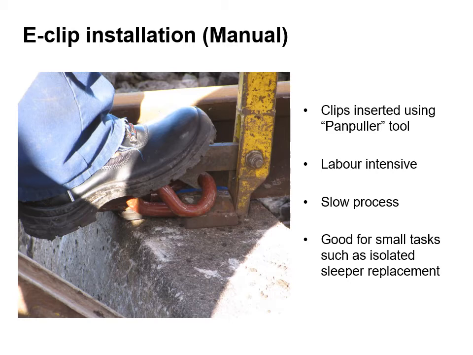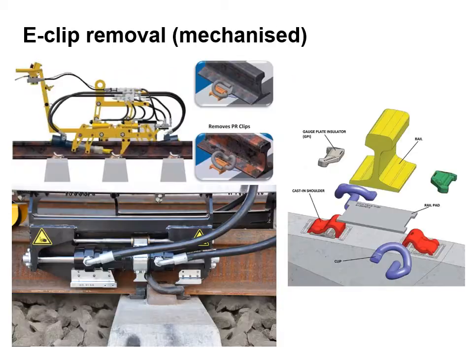E-clips can be inserted using what's called a pan puller tool. It's very labour intensive, it's a slow process. It's good for small tasks such as isolated sleeper replacement. If a large number of E-clips have to be removed, there are machines available which mechanise the process.